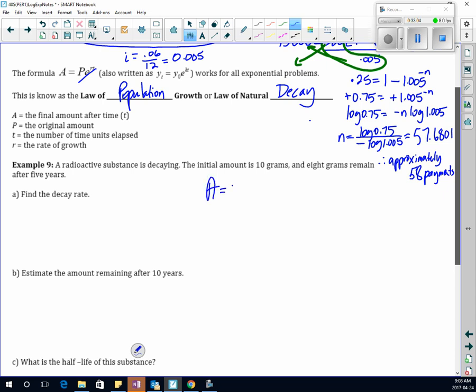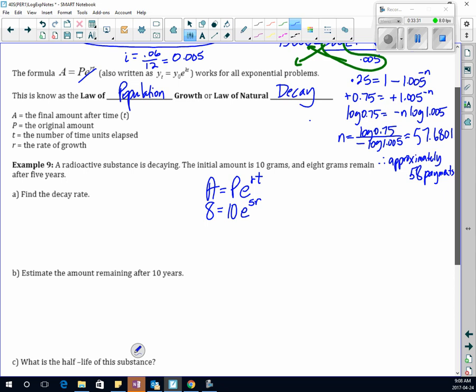A equals P e to the power RT. So the amount after 5 years would be 8. The initial amount is 10. E is not a variable. E stands for what? Yeah, 2.7, blah, blah, blah. E to the power R, I don't know, but I do know it's 5 years, so it's going to be 5R.